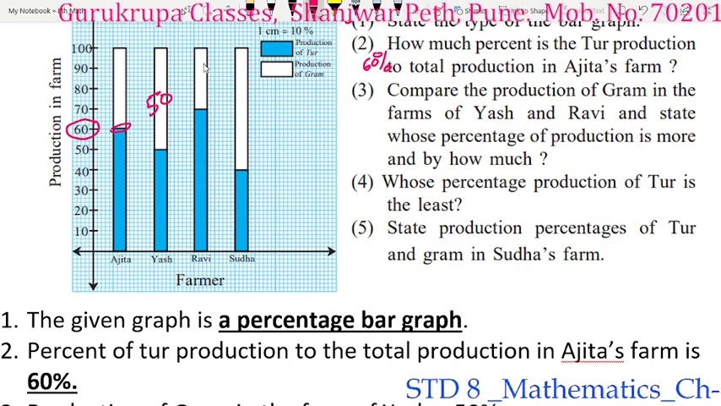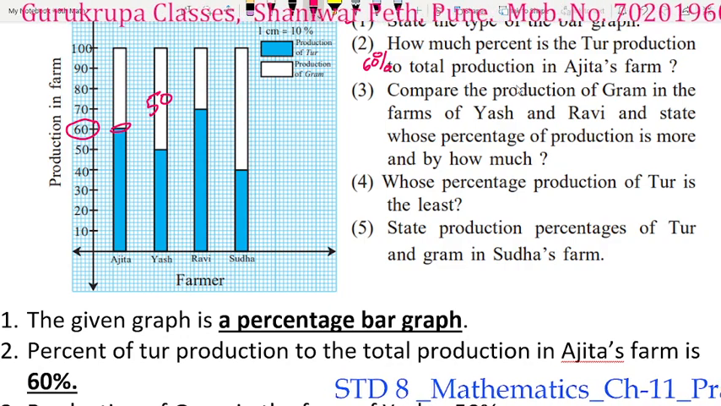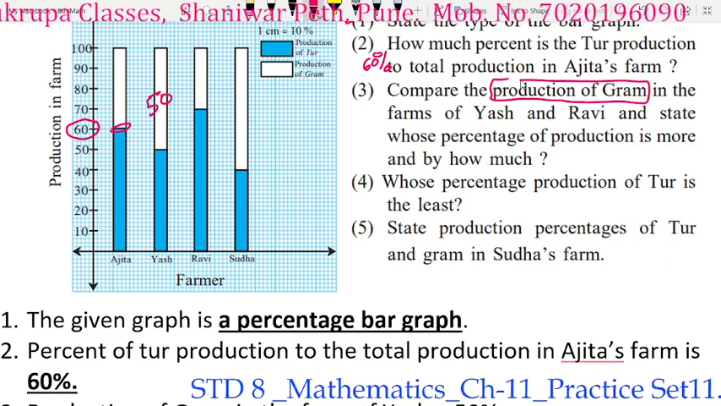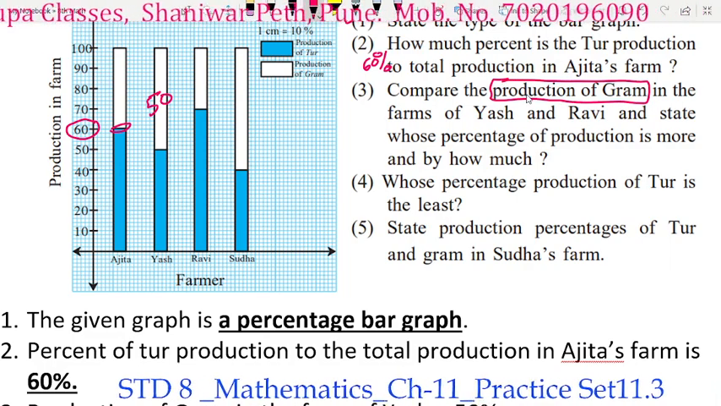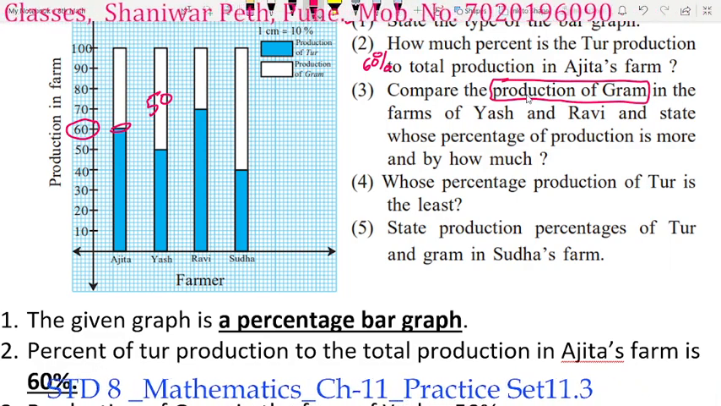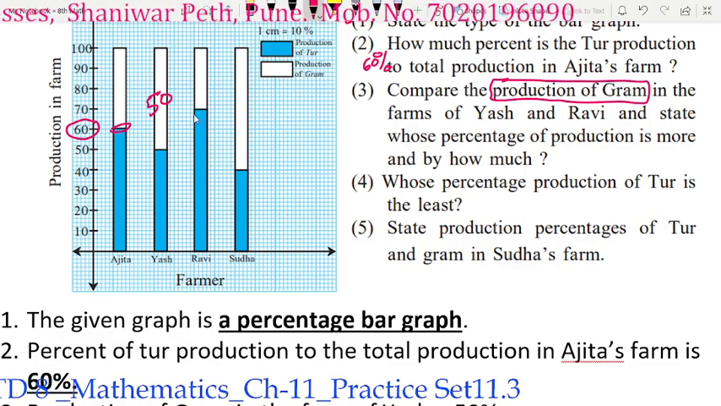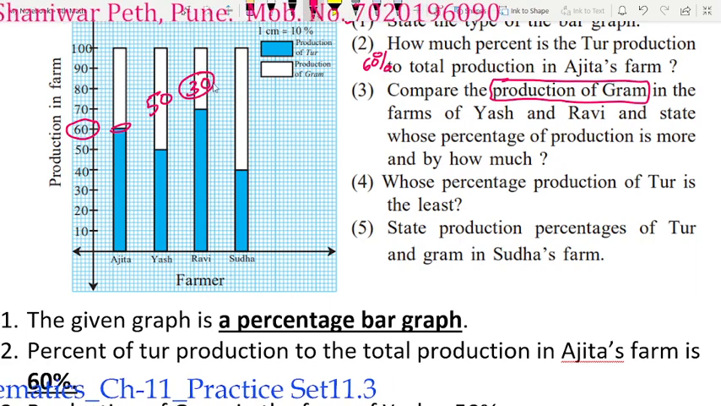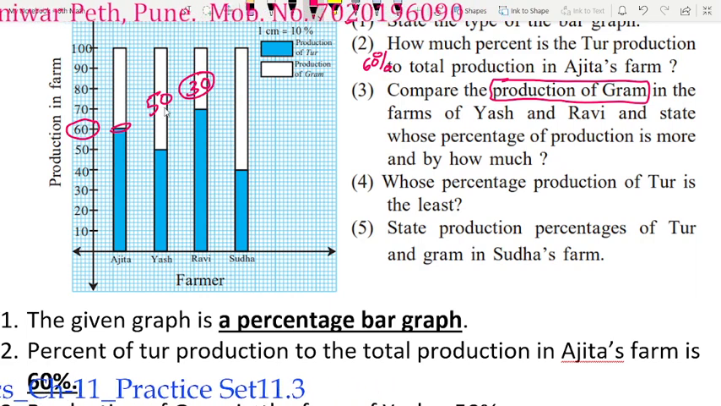Silly mistake. Here you ask production of gram and you are telling me production of tur. Percentage of production of tur. Yes, Ashwin, 30%. So online students may be sleepy students, lazy students, I think. So how much difference is there between these two?